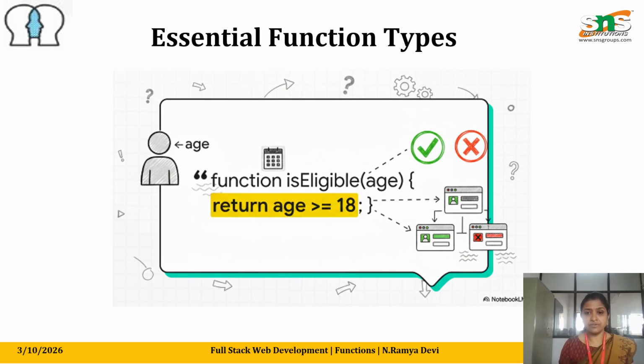So if the parameter passed, age, is greater than 18, then the function returns that they are eligible for voting, or otherwise they are not eligible for voting. So this is the particular task of a function. It has a function name, a parameter, and then a return statement.